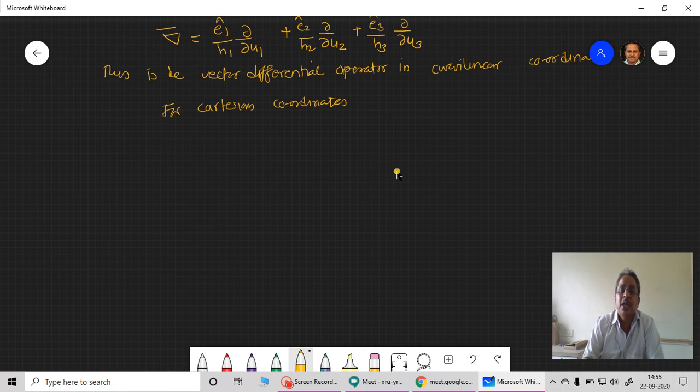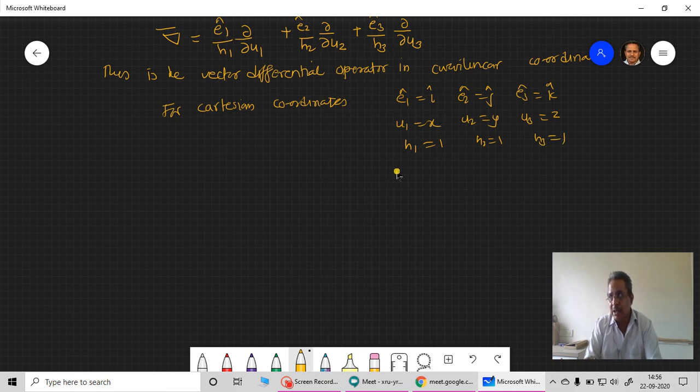understand this. Now here we have E1 cap is equal to I cap, E2 cap is J cap, E3 cap is K cap, then U1 is X, U2 is Y, and U3 is Z. And similarly we know always H1 is equal to 1, H2 is equal to 1, and H3 is also 1. We have already derived all these things. So we have calculated root G11 equal to H1, root G22 equal to H2, and root G33 equal to H3.